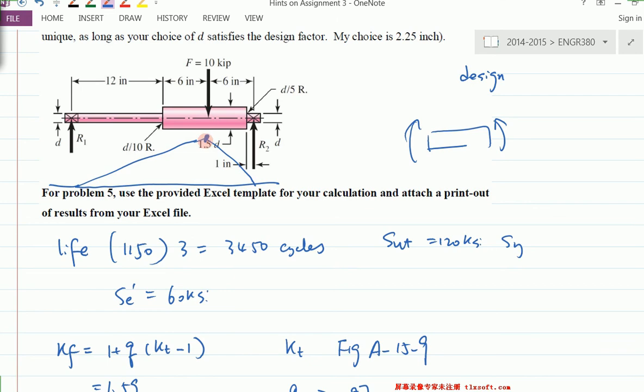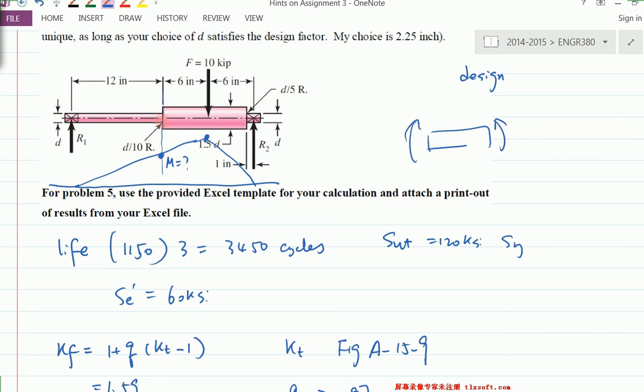However, because of the stress concentration, chances are the critical location is actually going to be over here. So in this case, we're going to just look at the fillet location over here. In other words, we need to know the bending moment at this fillet location. So what does that mean?